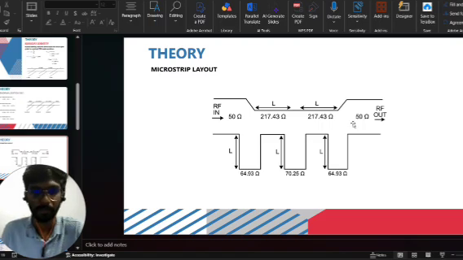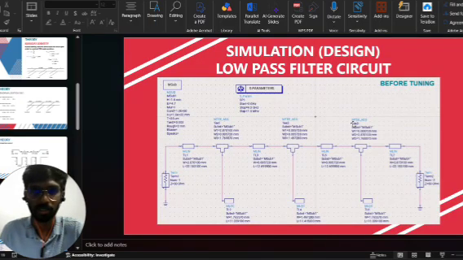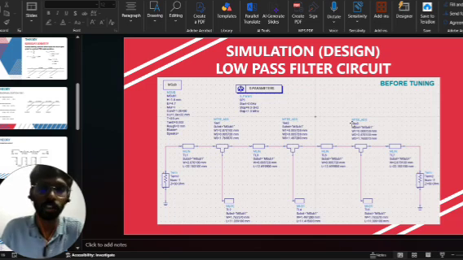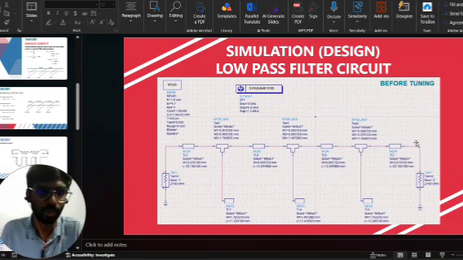Okay, so this is the initial ADS schematic before the optimization. Before I did the tuning, here is the circuit. The distributed low pass filter was constructed using MLIN transmission lines, MLOC open stubs, MTEE junction, 50 ohm ports, and a parameter simulation block. At this stage, the circuit still suffered from parasitic effects and did not fully satisfy the design requirements.